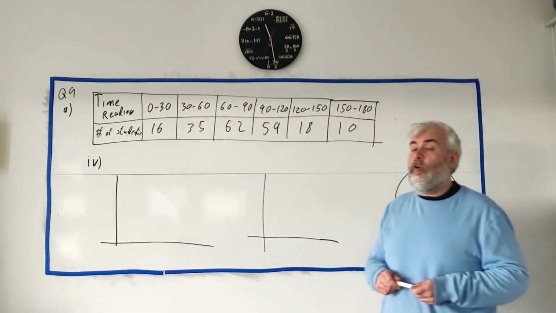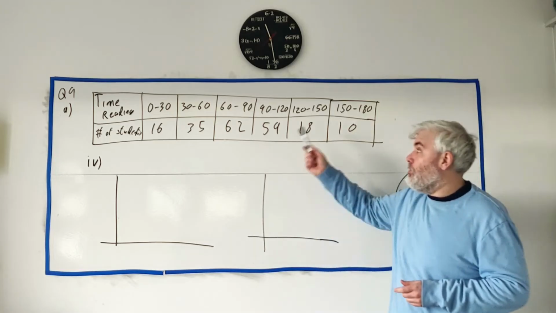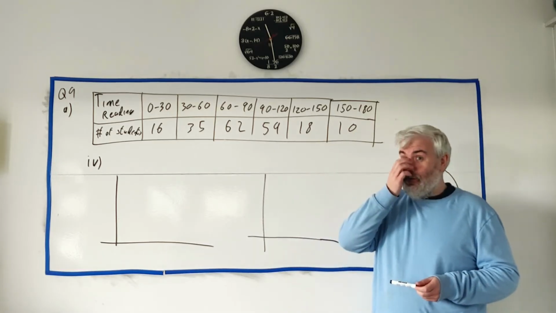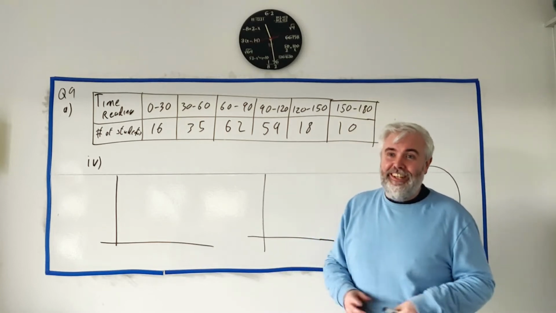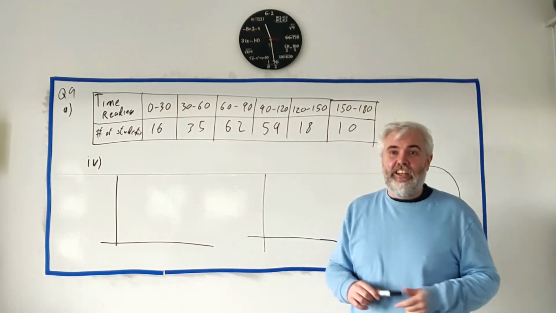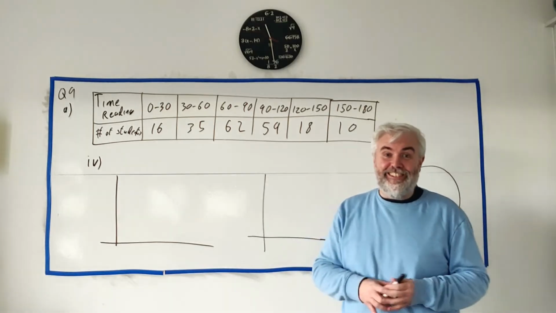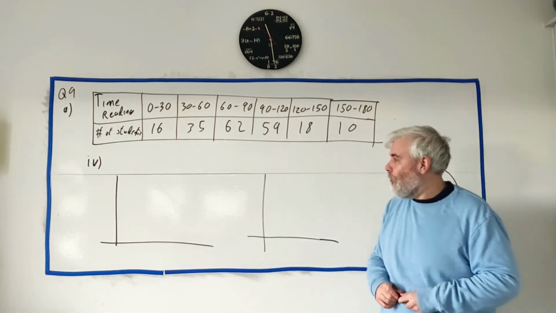Okay, on to part 4. In part 4, they ask us to draw a graph to represent this data. Now, the hard bit here is they didn't tell us what type of graph to do. So you're going to have to do something that students all hate doing. You're going to have to use your imagination. You're going to have to think what is the best thing to do here.